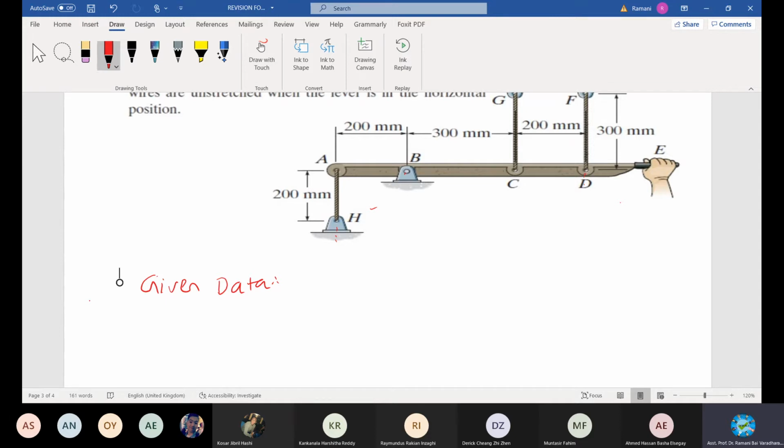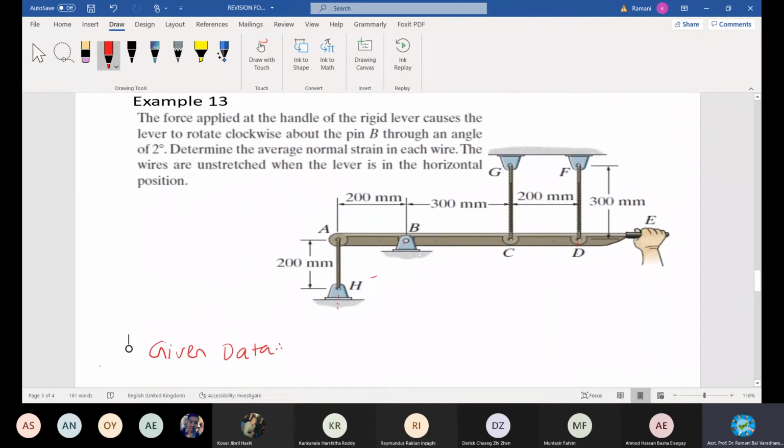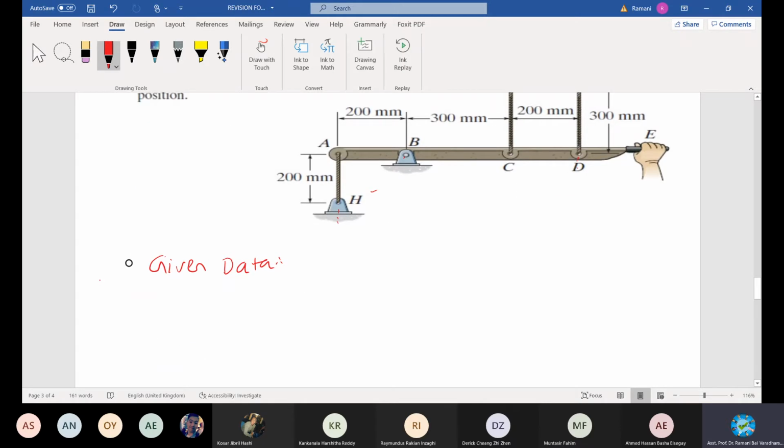Write down the original length, that is important. You are asked to find strain, so find out the original length first and the point of interest. You need to calculate the strains at each wire. The wires are AH, GC and FD. What is the original length of AH? If I take the original length as capital L, L_AH will be 200. What is the unit? Let it be mm, all mm.